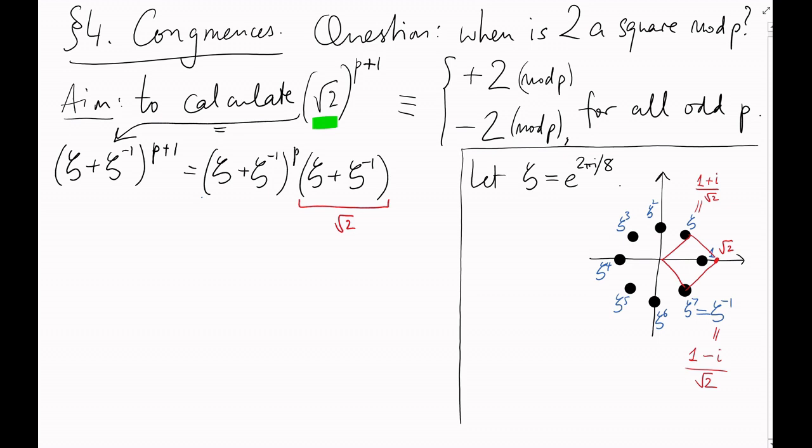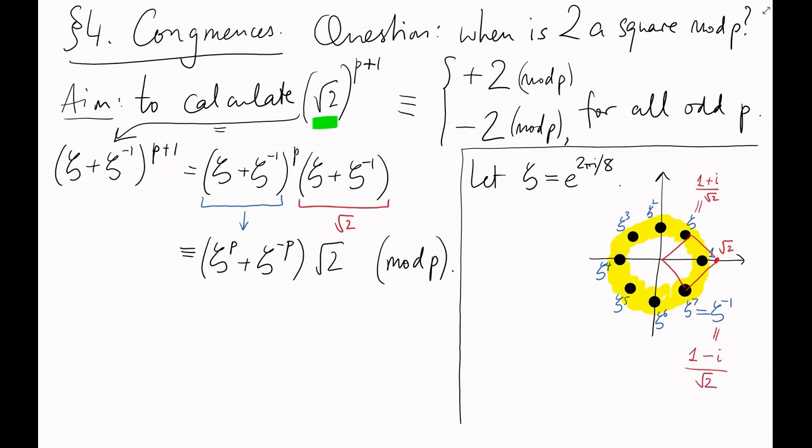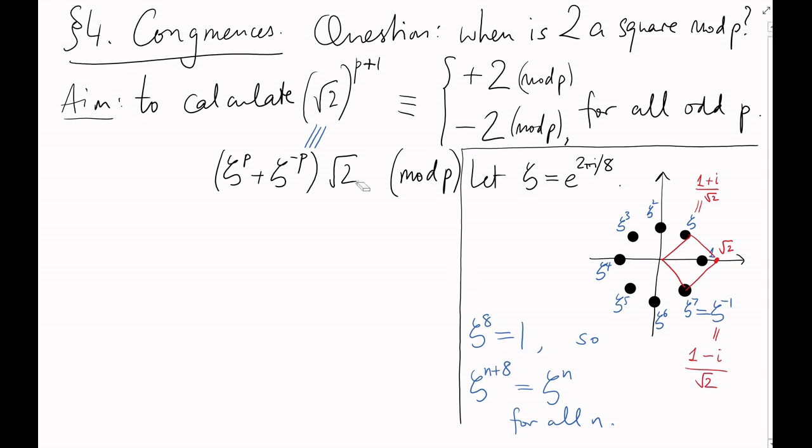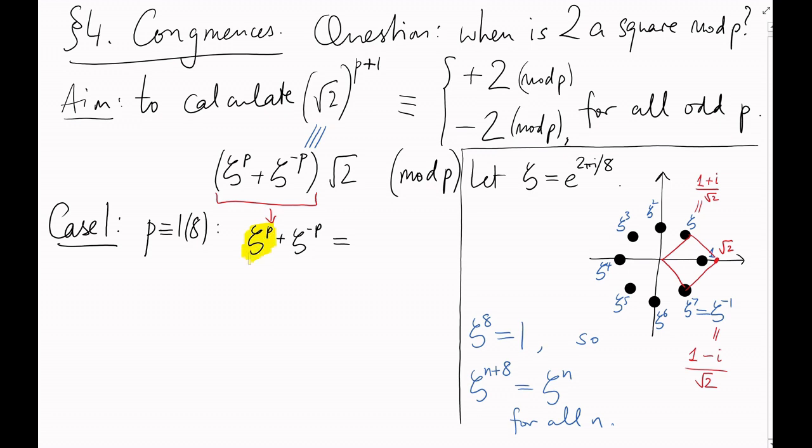Now, because we're considering this mod p, by the binomial expansion we derived earlier, this is just (zeta to the p plus zeta to the minus p) times root 2. Now, because the values of zeta to the n are periodic in n, that is, zeta to the 8 equals 1, so it repeats every 8, zeta to the n plus 8 is zeta to the n, it makes sense to separate this into cases modulo 8. For example, if p is 1 mod 8, then zeta to the p is just zeta to the 1 by subtracting off an appropriate multiple of 8. And likewise, zeta to the minus p is just zeta to the minus 1.